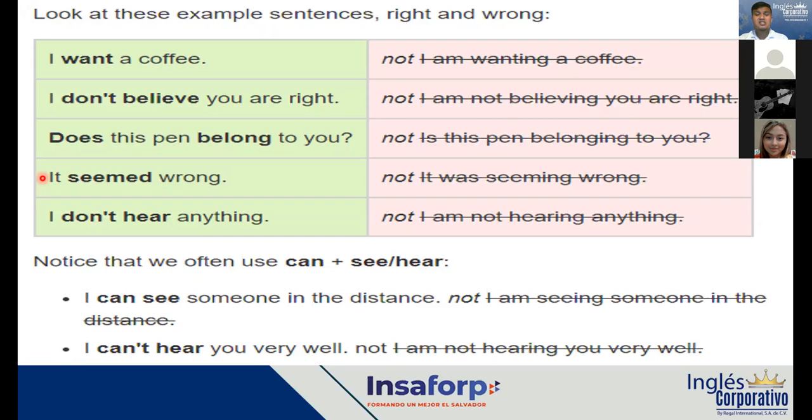Because if you say, I can see someone in the distance, en lugar de decir, I'm seeing someone in the distance, estoy viendo a alguien en la distancia. Esa sería la traducción literal si usted utiliza el verbo see con ing. Pero si usted lo utiliza de esa manera, ya no significa ver, sino que se le da otro significado que vamos a aprender más adelante. All right? So in order for you to avoid those mistakes, you can use model verbs so you don't make those mistakes. Are we clear? ¿Estamos claros?